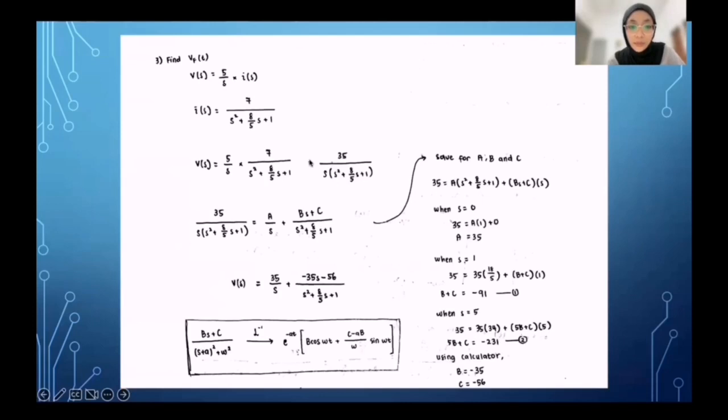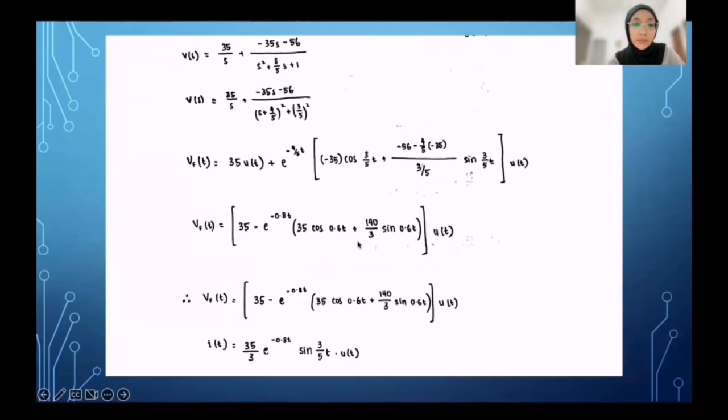Then we need to convert this form into partial fraction form, which is A over s plus Bs plus C over s squared plus 8 over 5 s plus 1, and we need to find the values of A, B, and C by solving the partial fractions. Then we get A equal to 35, B equal to negative 35, and C equal to negative 56.